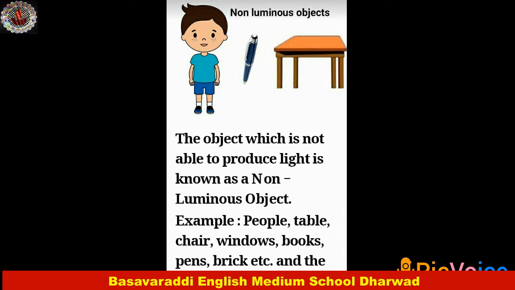Just once again recall yourself. Why do we need the light? We need light to see objects. The sun is the major source of light. There are two classifications. One is luminous and another one is non-luminous object.